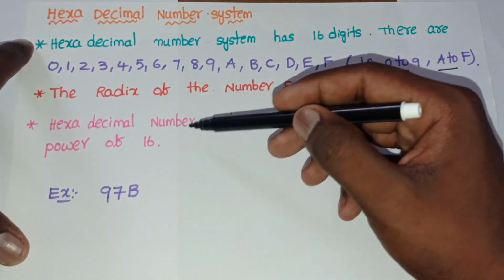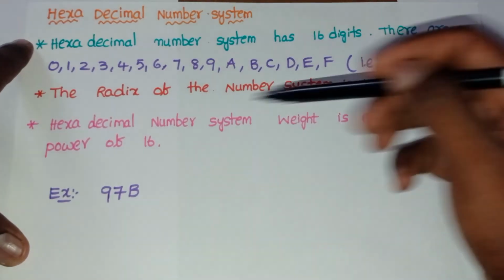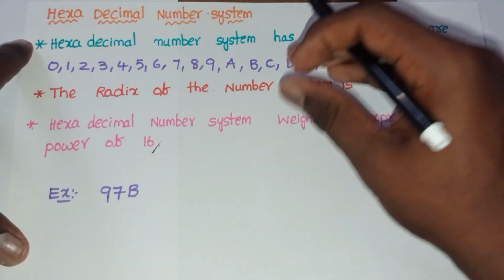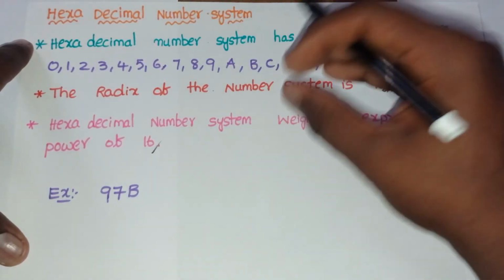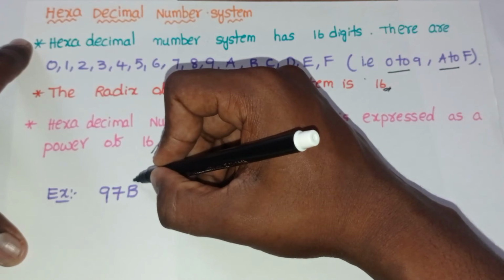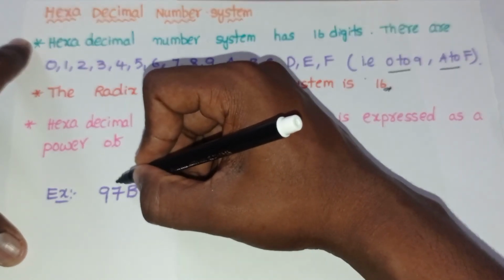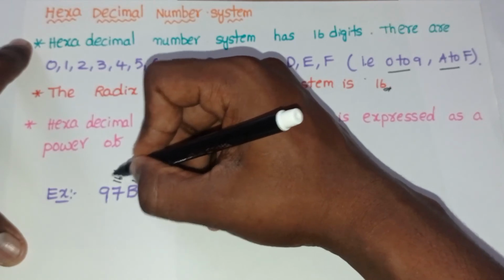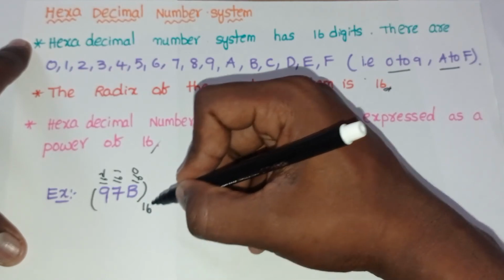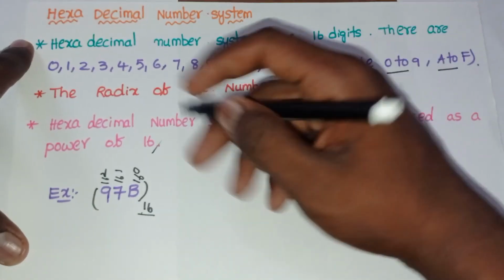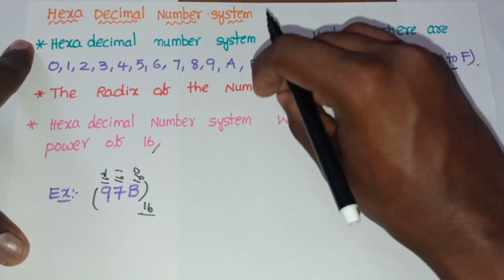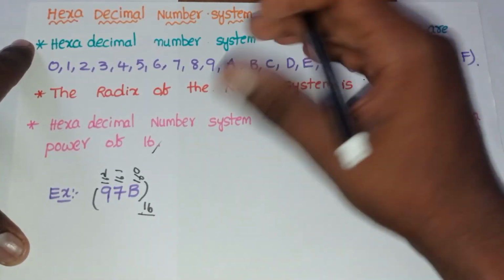The hexadecimal number system weight is expressed in terms of powers of 16. We know the weight of a number system is always expressed in terms of the power of the radix of the number system. Here the radix is 16, that's why, observe, this B is expressed as 16 power 0, and 7 is expressed as 16 power 1, and so on with 16 power 2. We write the suffix 16 to indicate it is the hexadecimal number system, and hexadecimal number systems are also used for some special purposes like address mapping in computers.